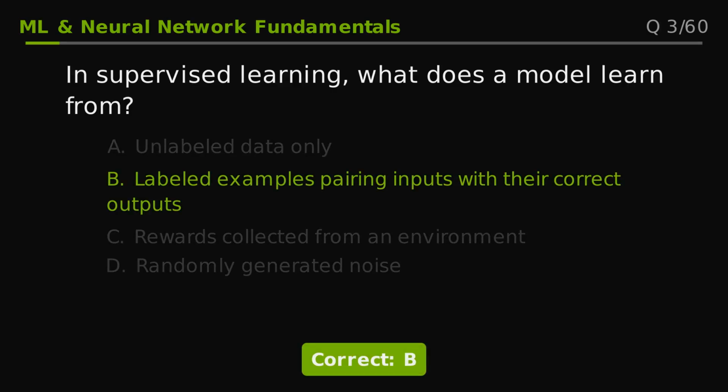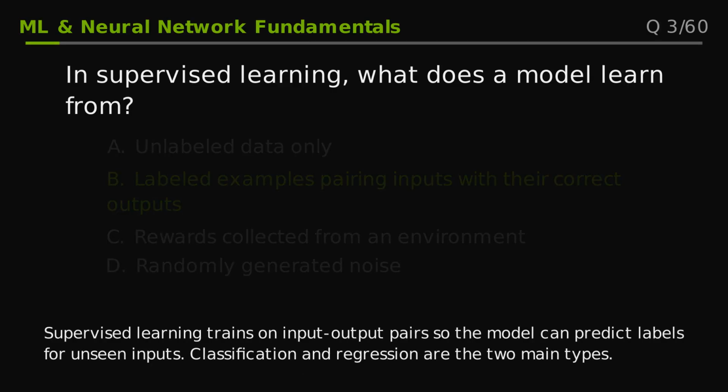The correct answer is B. Supervised learning trains on input-output pairs so the model can predict labels for unseen inputs. Classification and regression are the two main types.